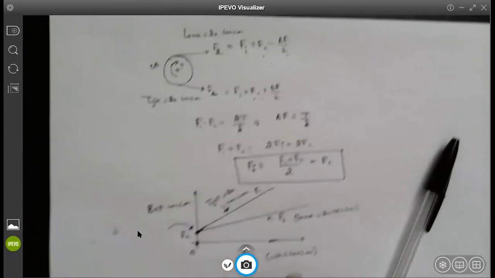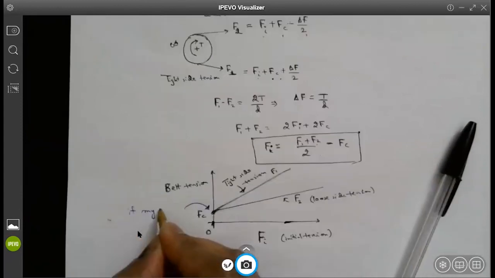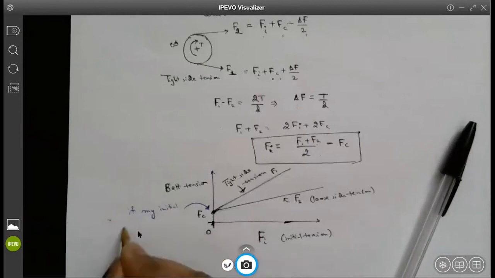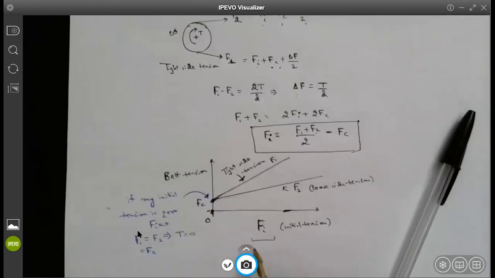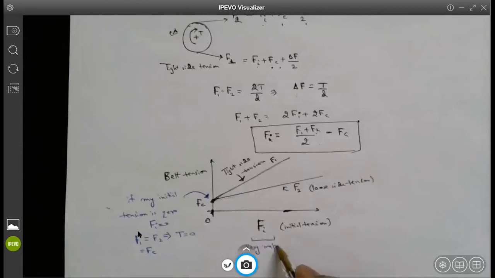So this is the point that is saying that if my initial tension is 0, in that case, F1 is equal to F2, and in that case, equal to Fc. In that case, T is equal to 0. So torque cannot be transmitted if my initial tension in the belt is 0. So this initial tension becomes a very important factor in deciding how much torque can be transmitted.